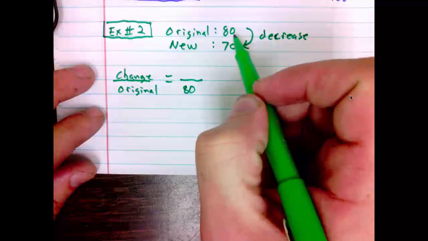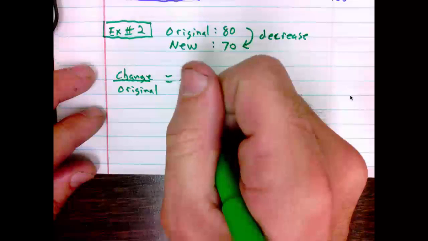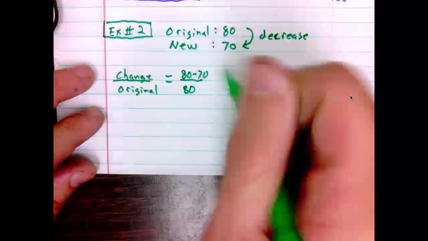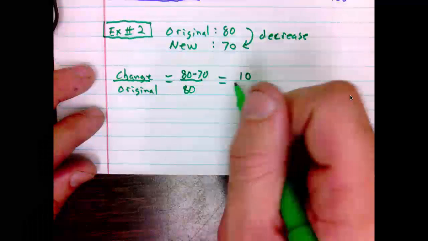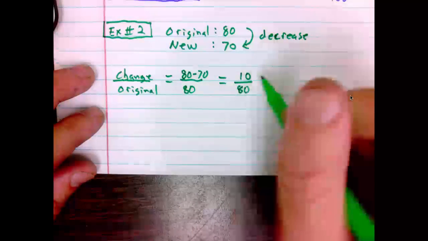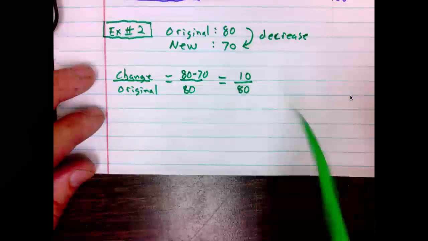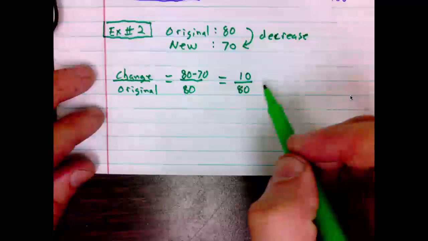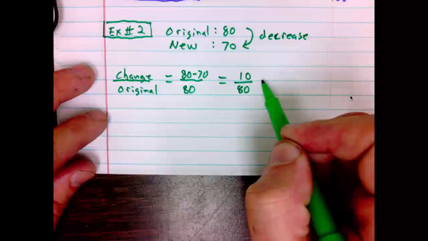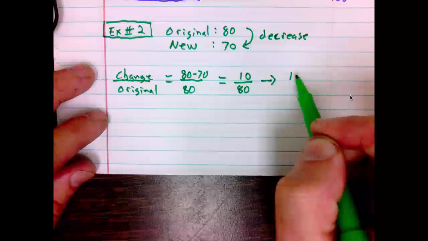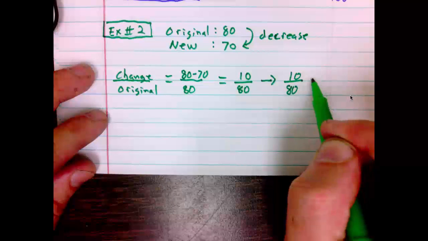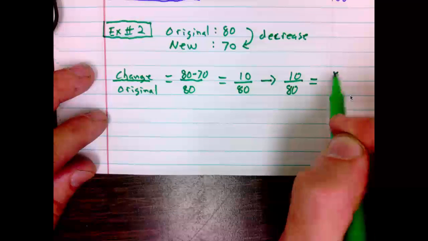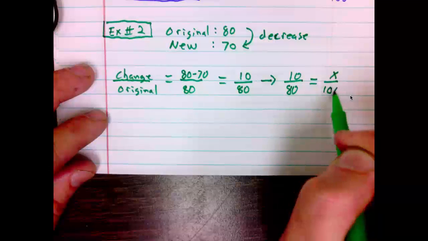And the change, again, is a subtraction. The big number minus the little one. We want a positive difference. 80 minus 70 is 10. So the fraction we have is 10 over 80. We must convert this to a percent. Again, we will capitalize on the fact that percent means per 100. So 10 over 80, we will set equal to x over 100.